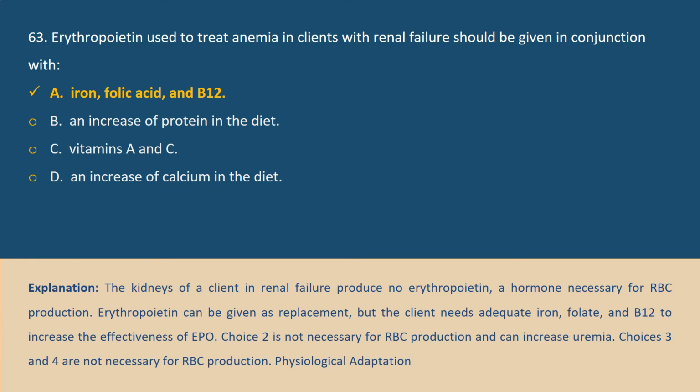Answer A. Explanation. The kidneys of a client in renal failure produce no erythropoietin, a hormone necessary for RBC production. Erythropoietin can be given as replacement, but the client needs adequate iron, folate, and B12 to increase the effectiveness of EPO. Choice 2 is not necessary for RBC production and can increase uremia. Choice 3 and 4 are not necessary for RBC production. Physiological adaptation.